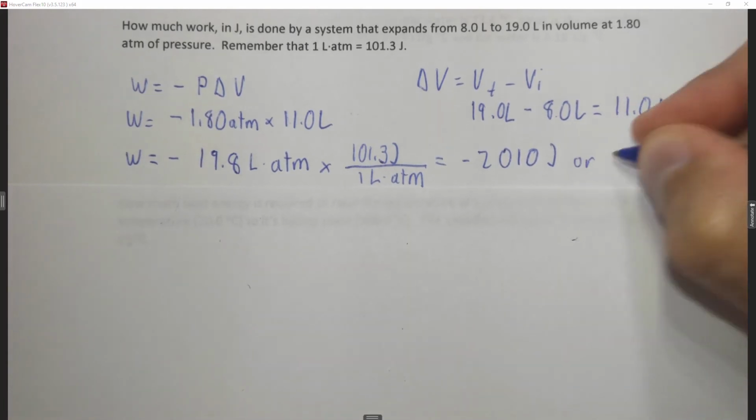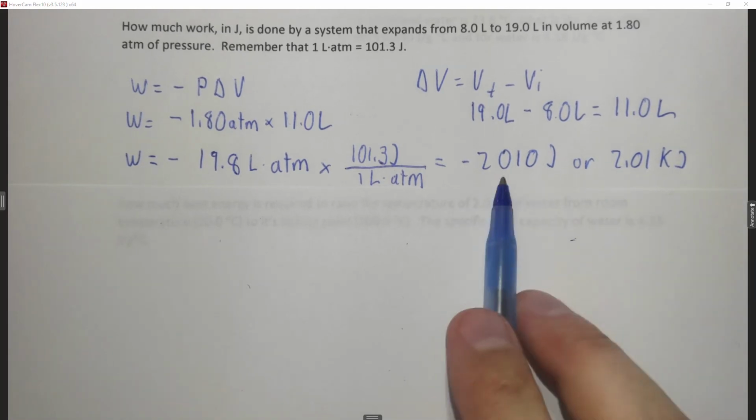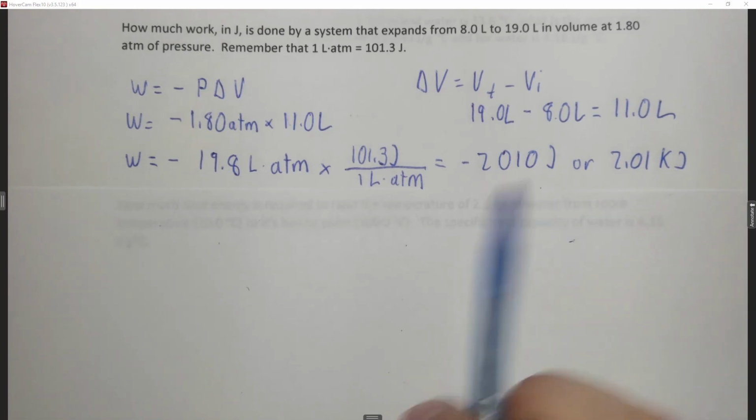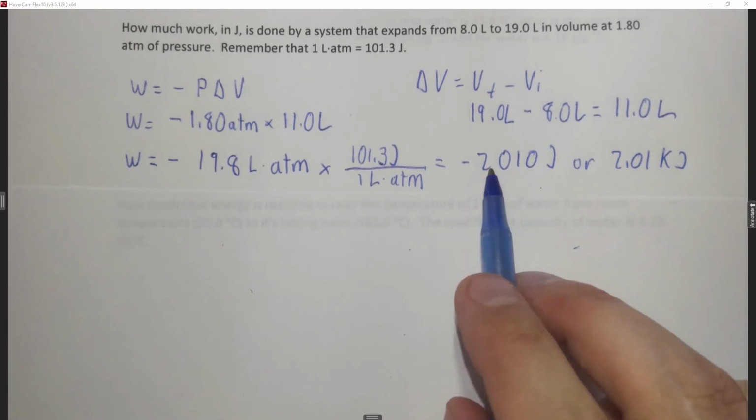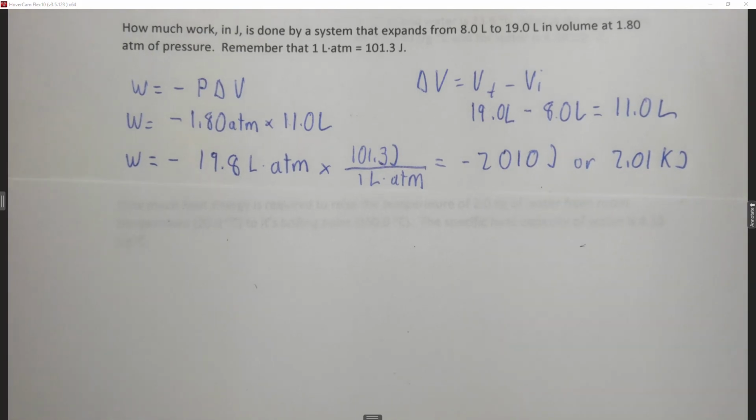The reason kilojoules is actually better here is because this is clearly 3 significant figures, and this is ambiguously 3 significant figures. So you could also write this as negative 2.01 times 10 to the 3 joules. Sig figs are not super stressed in this part of the course, but it is important to be familiar with them. All right, so that is this question.